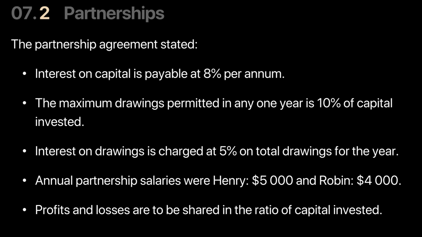Now they're saying the partnership agreement stated the following: interest on capital is 8%. Maximum drawings permitted is 10% of the capital. That's the maximum you can withdraw. Interest on drawings is 5%. Annual partnership salary is 5,000 and 4,000. Profits and losses are to be shared in the ratio of their capital invested. So we just saw their capital was 120,000 and 80,000 respectively, for Henry and Robin. So that becomes a ratio of 3:2. That's their profit sharing ratio, which is also given to us.